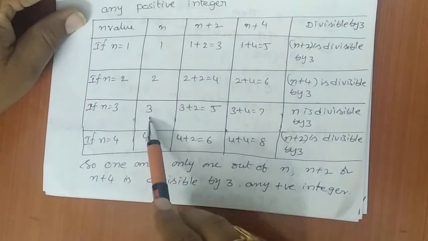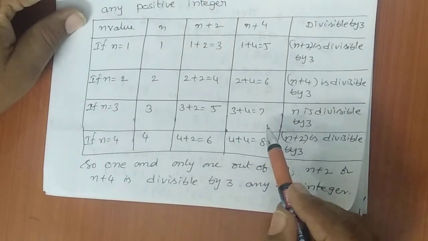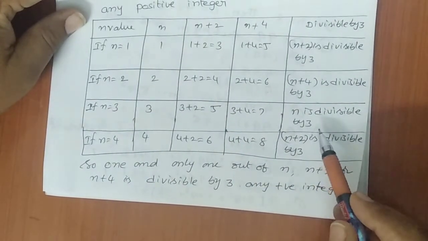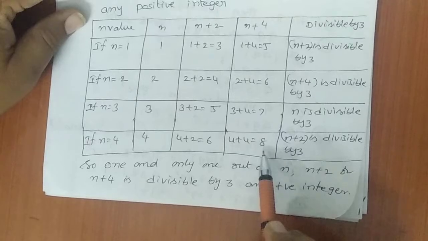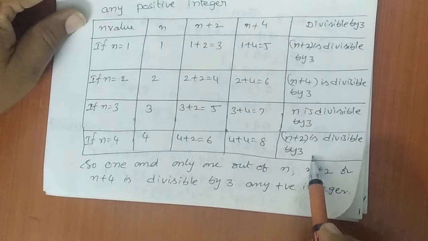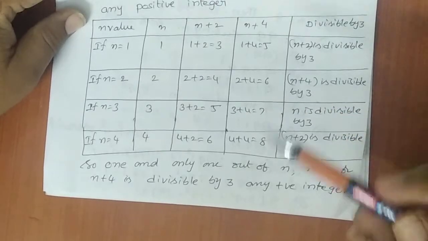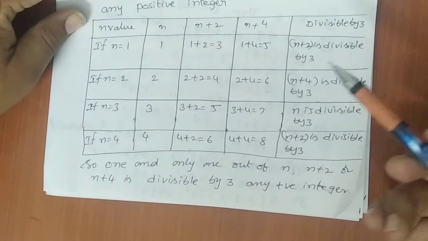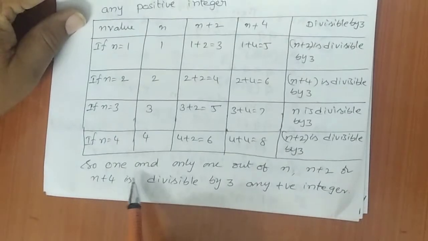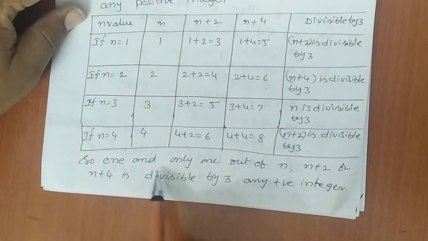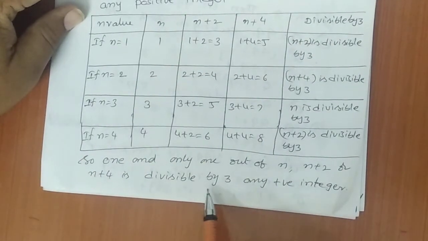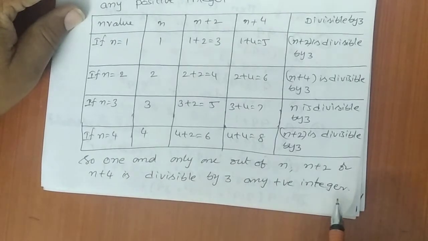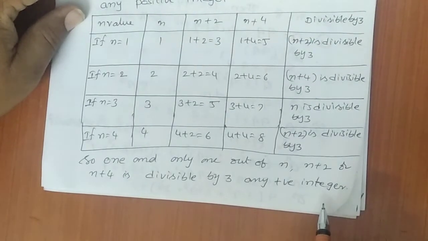If n equals 3, 3 plus 2 is 5, 3 plus 4 is 7. So n is divisible by 3. Okay, if n equals 4, 4 plus 2 is 6, 4 plus 4 is 8, n plus 2 is divisible by 3. So every time only one value is divisible by 3: n or n plus 2 or n plus 4. So only one and only one out of n, n plus 2 or n plus 4 is divisible by 3, for any positive integer. So this is the last problem, 1.1 exercise, fifth one. Okay, thank you.